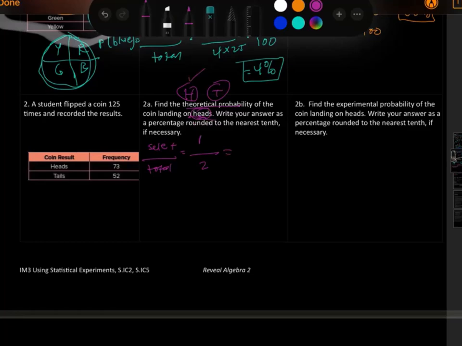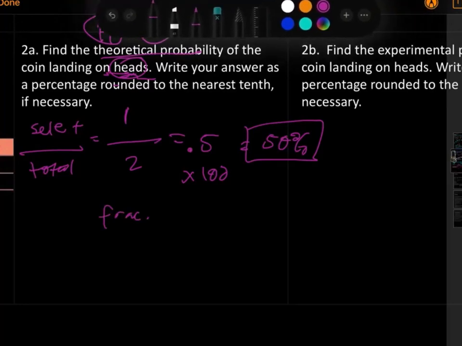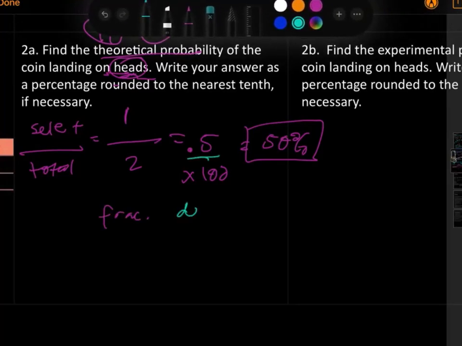And again, you can just put that into a decimal in your calculator. That would give you 0.5, and then if you multiply that number by 100, this gives you a percent. So 50% is my answer. Okay, so review. 1/2 is my fraction, 0.5 is my decimal, and then 50% is my percent.